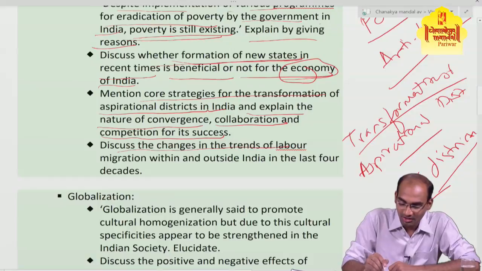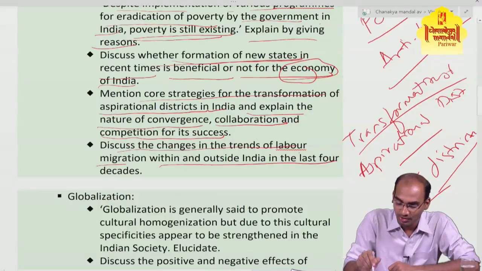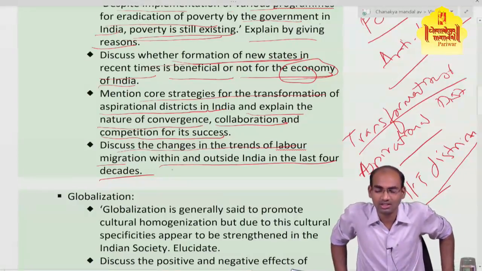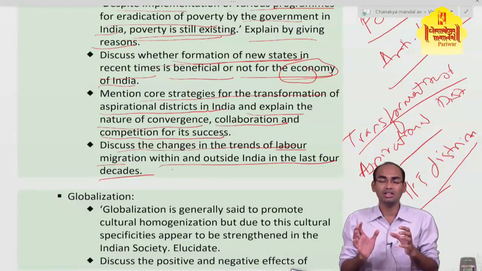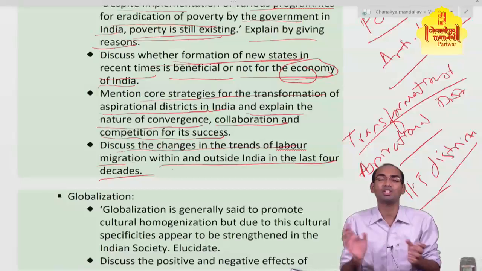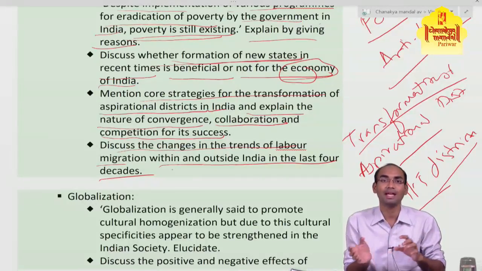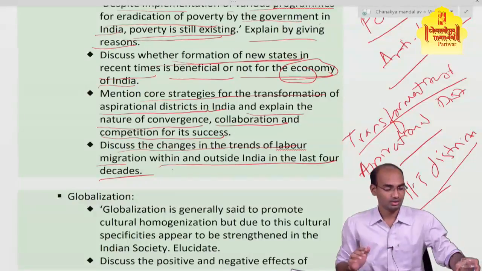Then discuss the changes and trends of labor migration within and outside India in the last 4 decades. The topic is quite vague, but they have made it quite specific, so that there won't be any issue of digressing from the topic.